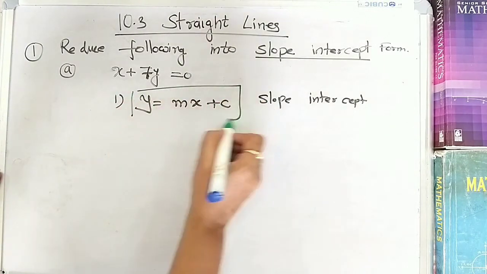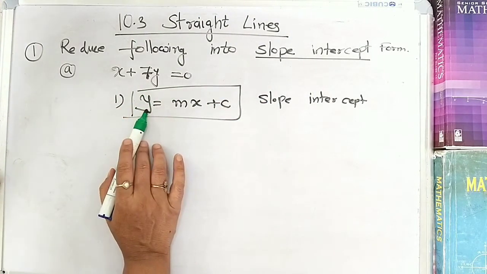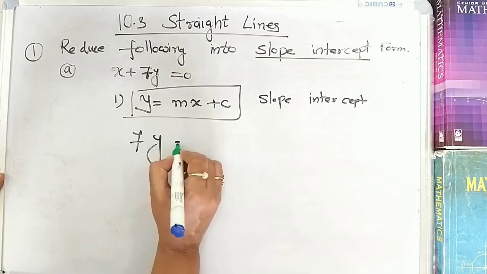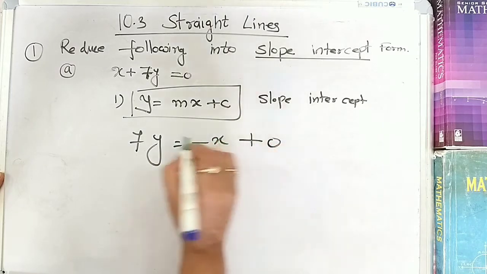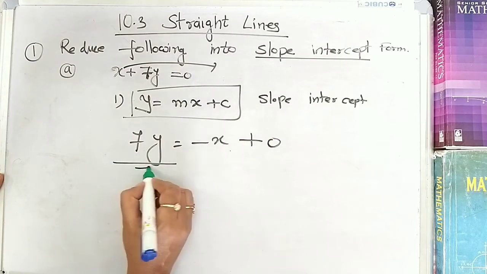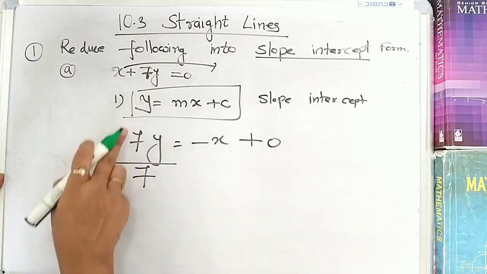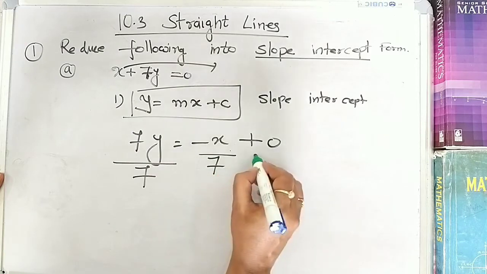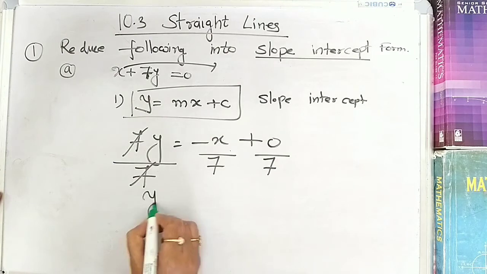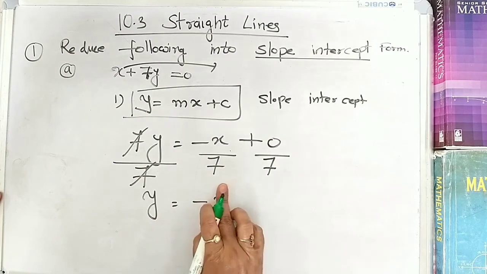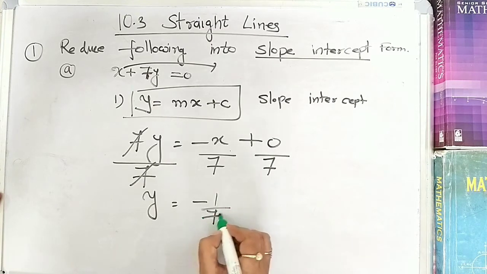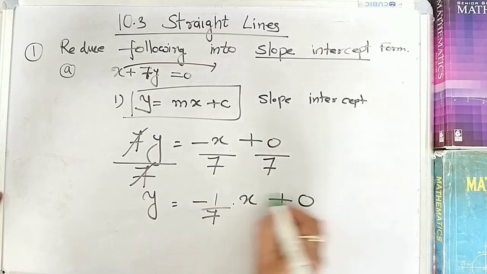Okay, so to convert this into this form, what should I do? I should keep only y this side. So I will put 7y = x + 0. This x going this side, so it will become minus. Now I need 1 only. Coefficient of y should be 1. So I am dividing by 7 everywhere so that I can get rid of this 7. So what I got is y = −x/7. Can I write −1/7 into x + 0?